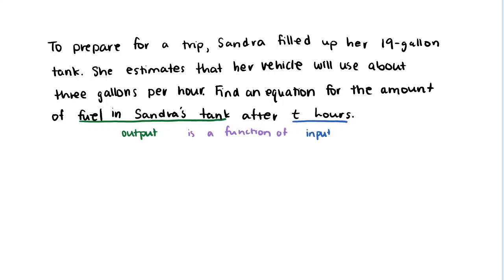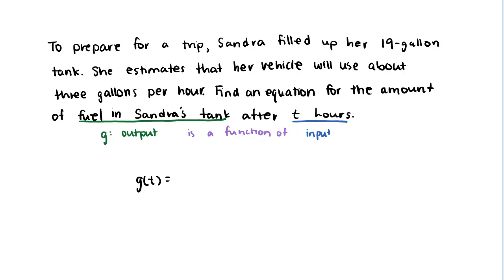So here maybe I'll use the g variable to represent the amount of gallons of gasoline that Sandra has in her tank. And so this equation should look something like g of t is equal to, and here it's a linear function. How can we tell that it's a linear function that we can use to represent what's going on here? Well, she estimates that her vehicle will use about 3 gallons of gasoline per hour.